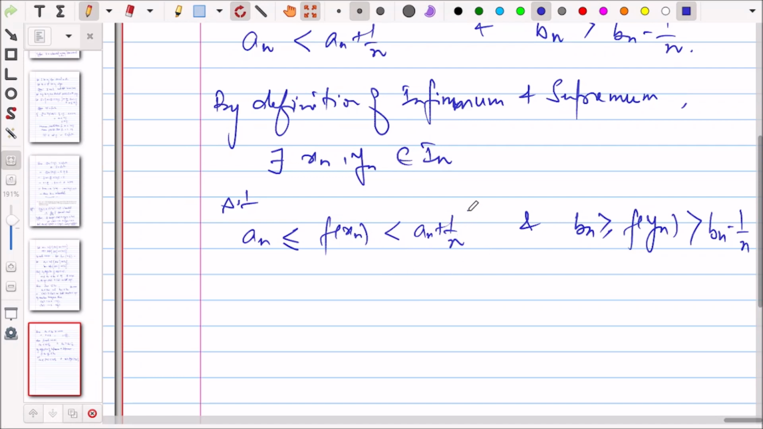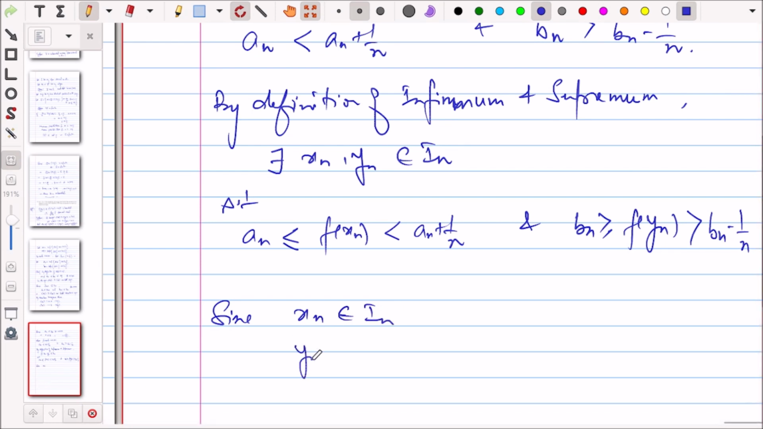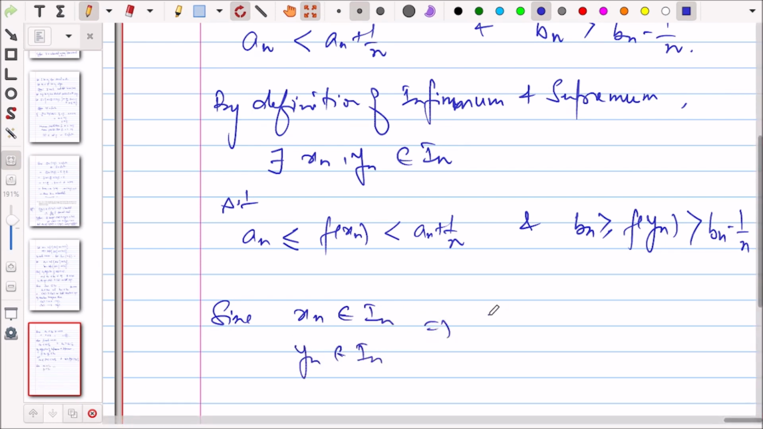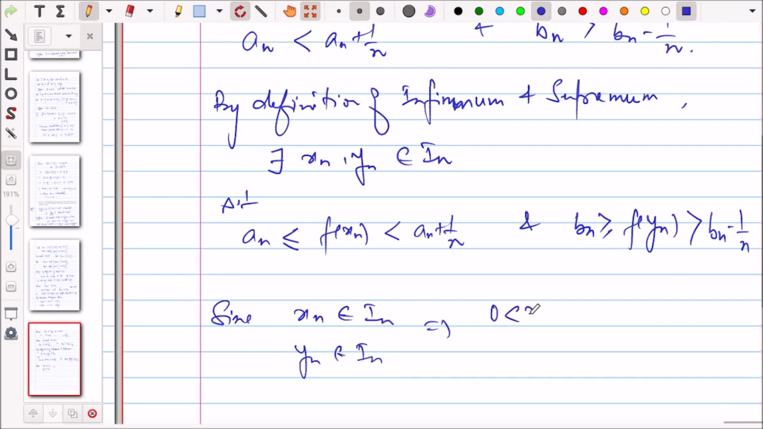So because of this infimum and supremum property, we have generated now two sequences xn and yn. So clearly, since xn belongs to In and yn belongs to In, this implies 0 is less than xn less than 1 by n, and 0 is less than yn less than 1 by n for all n belonging to N.